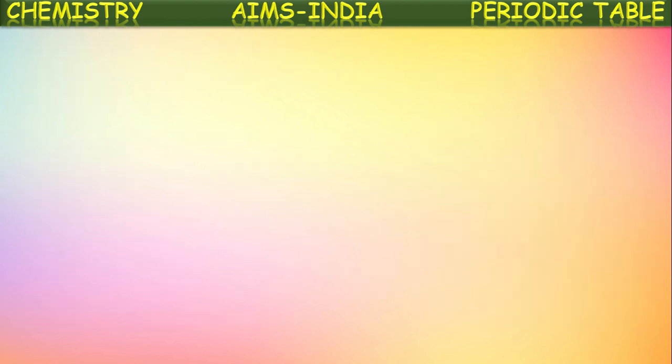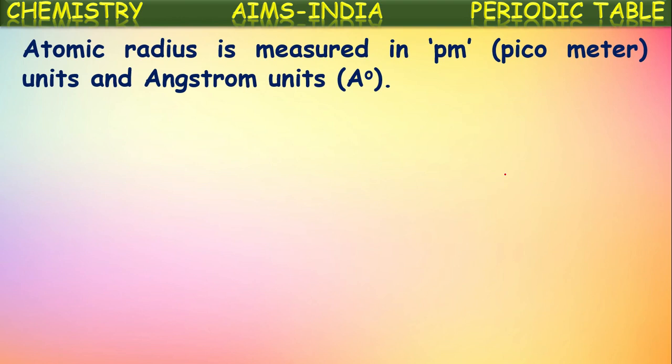Generally, atomic radius is measured in terms of picometers and angstrom units, because the atomic radius is defined as the distance between the nucleus and the outermost orbit. As it is a distance, it can be measured with units of distance like meters, centimeters, kilometers, millimeters. These all can be used. But these atomic radii are micro quantities, so generally they are measured in picometers or angstroms.